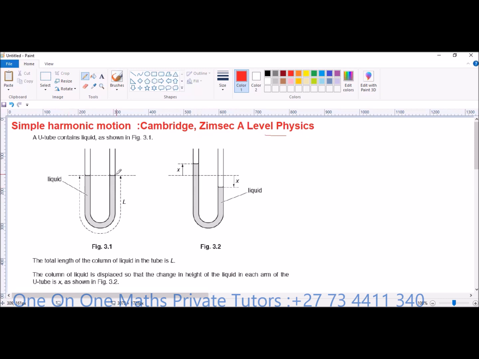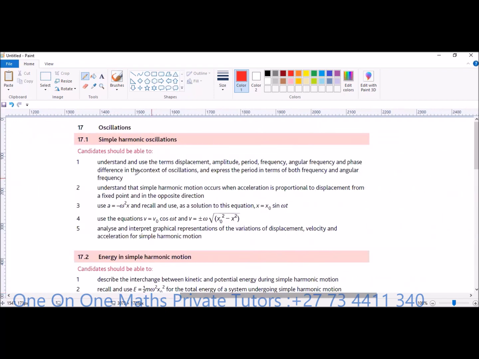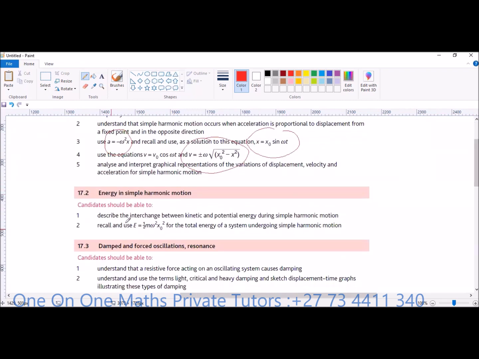At A level, we study it and it's in the syllabus. This is chapter 17 of the Cambridge syllabus. What do we need to know? We need to know equations like this. These equations have to be known for simple harmonic motion as well as energy, and understand the terms that are being used, such as velocity, displacement, amplitude, energy, angular frequency, things like that. All right, so we have to understand oscillations.